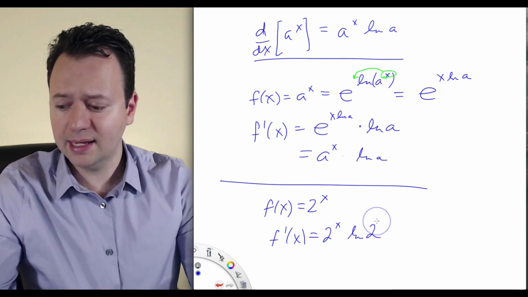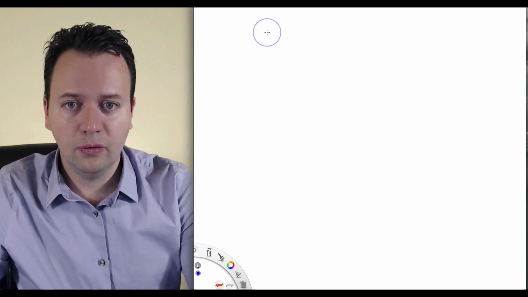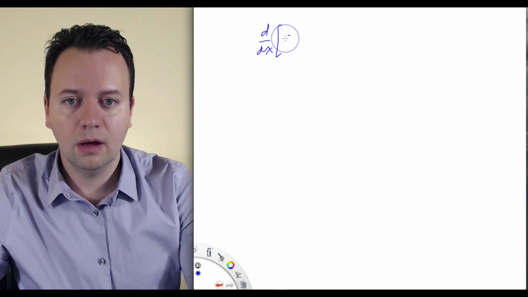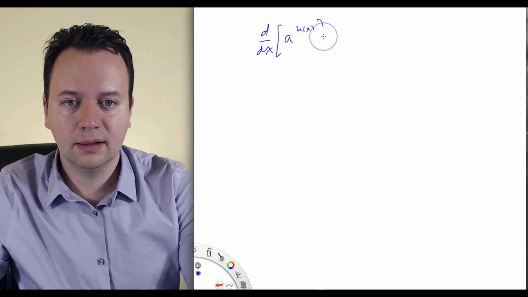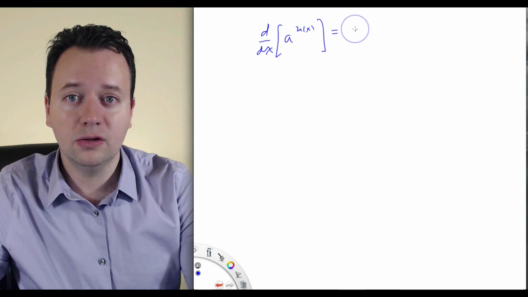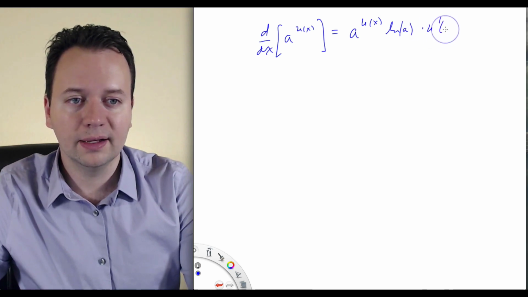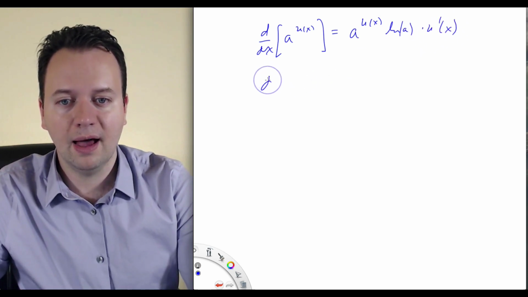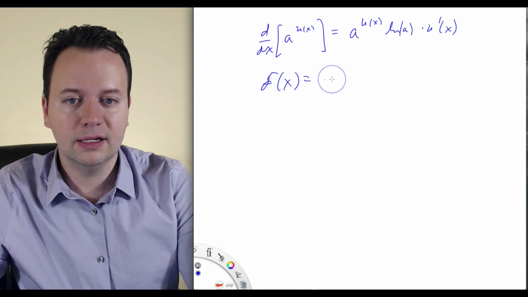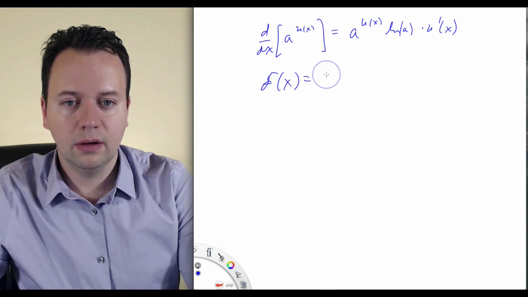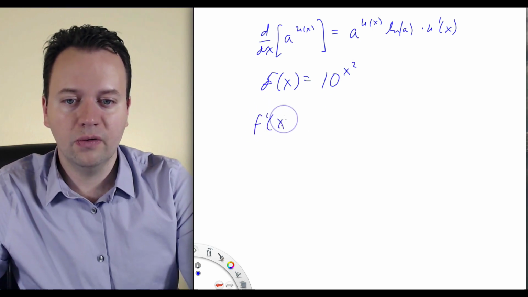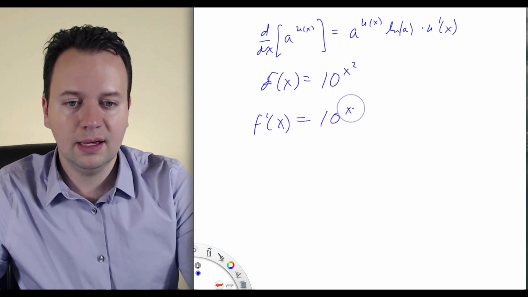Now we can also extend this with the chain rule. The derivative of a to the u of x is just a to the u of x times the ln of a times u prime of x. So for example, if we have f of x is equal to, let's say, 10 to the x squared. Well, the derivative, we just rewrite it, 10 to the x squared, multiply by the ln of the base, and then multiply by the derivative of the exponent, right?